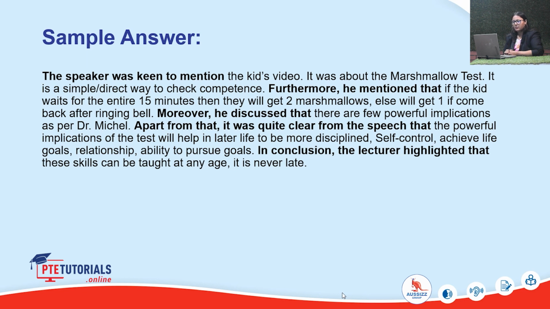Okay, the next one is, it was about the marshmallow test. Again, the marshmallow test is one of the keywords which was taken, and we are just adjusting a few of the words before it and able to produce the exact framed sentence: it was about the marshmallow test. It is a direct, simple way to check the competency. This is again the keyword. The keywords are simple, direct way, check competency. It is nothing but the fillers. Again, the fillers in the next sentences: furthermore, he mentioned about. The next sentence has the fillers: moreover, he discussed that. Apart from that, it was quite clear from the speech that, this is again the fillers. Not only that, the fillers are: in conclusion, the lecturer highlighted that. These are the fillers which are used in this particular answer.